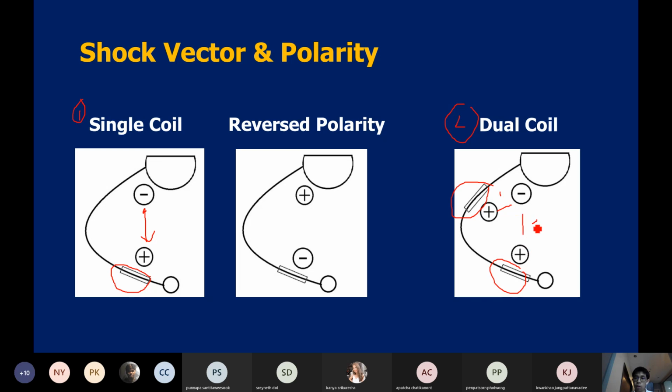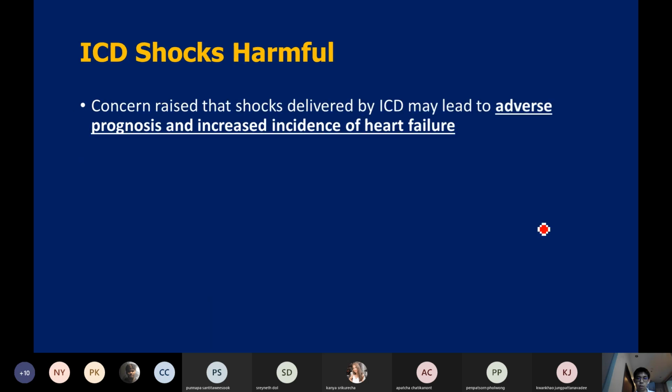It was assumed that the dual coil would cover more of the heart and shock more effectively than the single coil. But in real-world studies, it is no different. The effective therapy is not different between the single coil and dual coil.